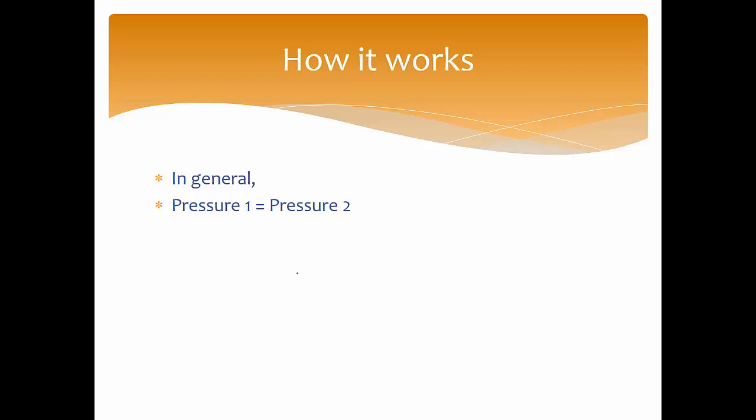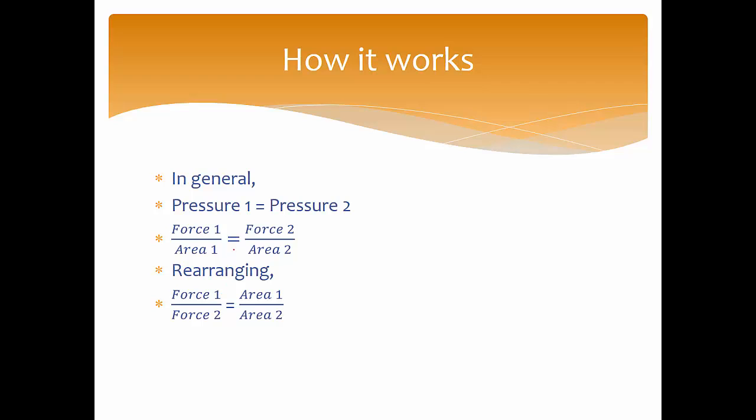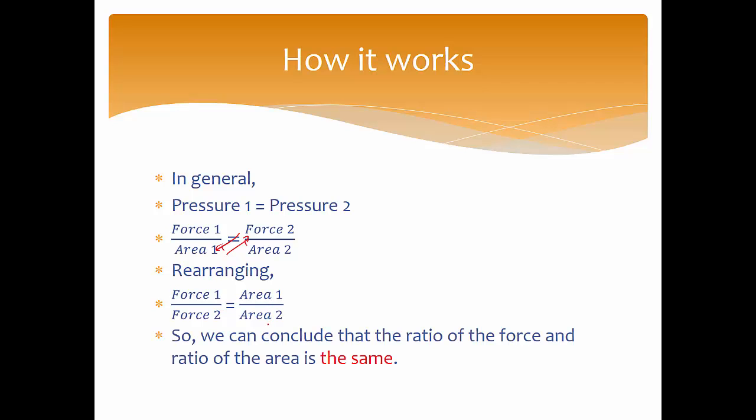So in general, you find that because pressure on one side is equal to the pressure on the other side, we generally say that force over area at one end is equal to force over area at the other end. By rearranging, you find that force 1 over force 2 is equal to area 1 over area 2. What it means is that the ratio of the force and the ratio of the area is the same. So if you have a larger area, you have a larger force. Likewise, if you have a smaller area, you have a smaller force.